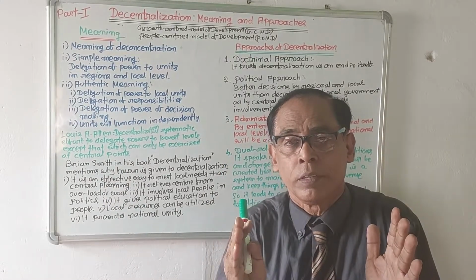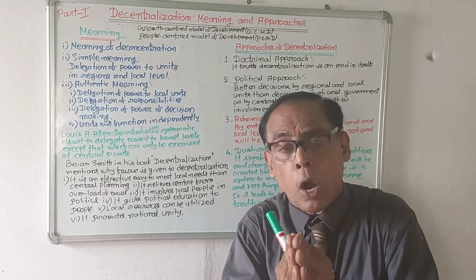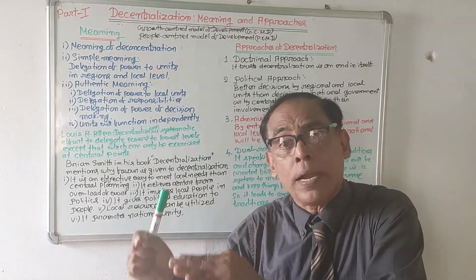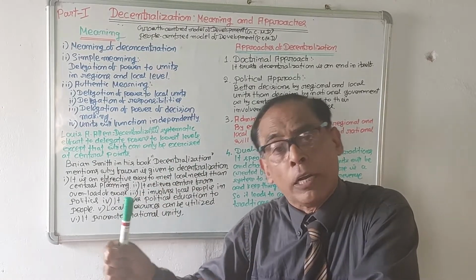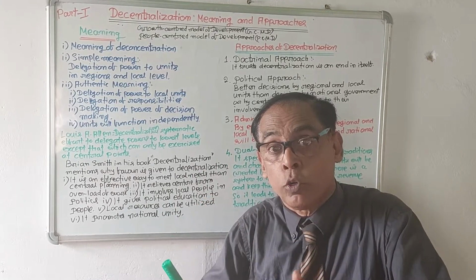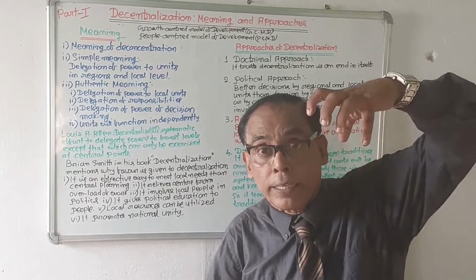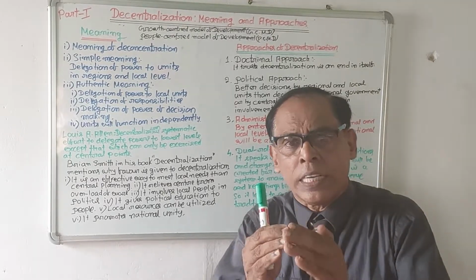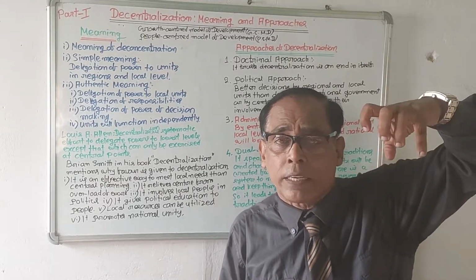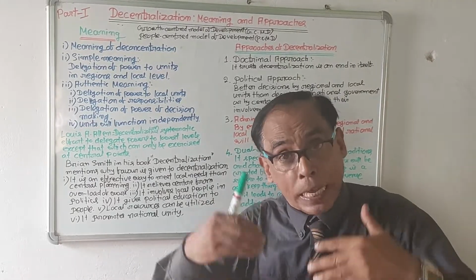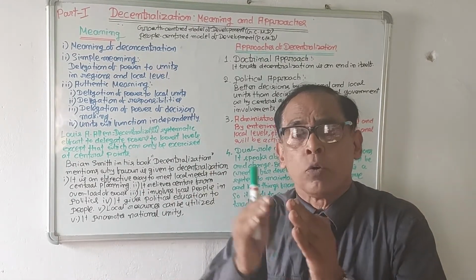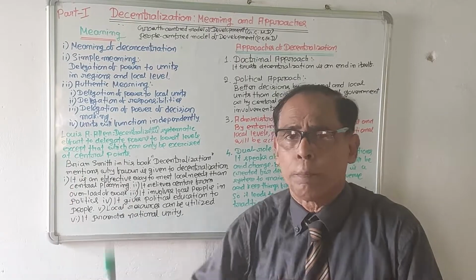Decentralization is a system where the central government will give power to regional and local governments, but it will not give those powers which can be taken only from the center. There are certain powers, for example defense and foreign affairs, that can only be taken from the center. Except those powers, the rest of the powers the central government will delegate to regional and local governments.